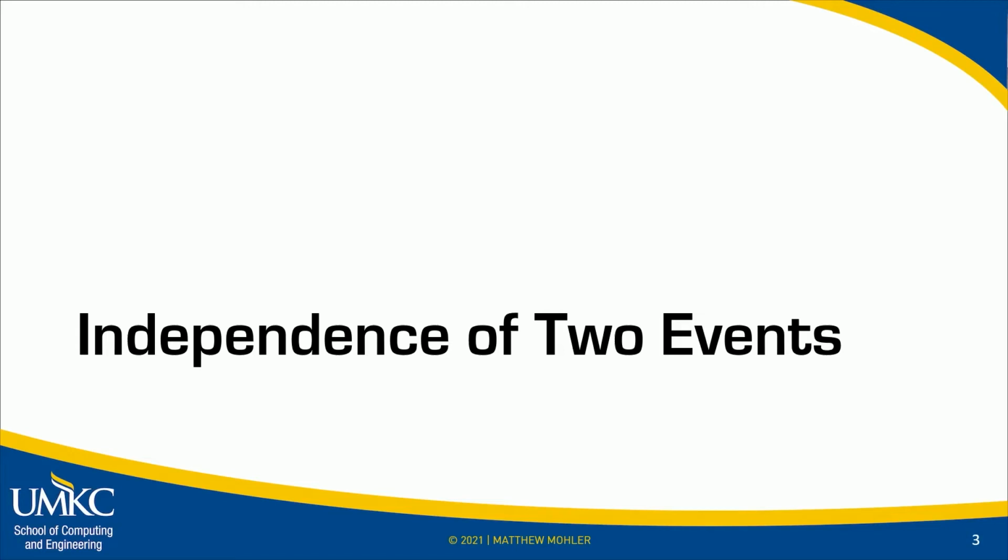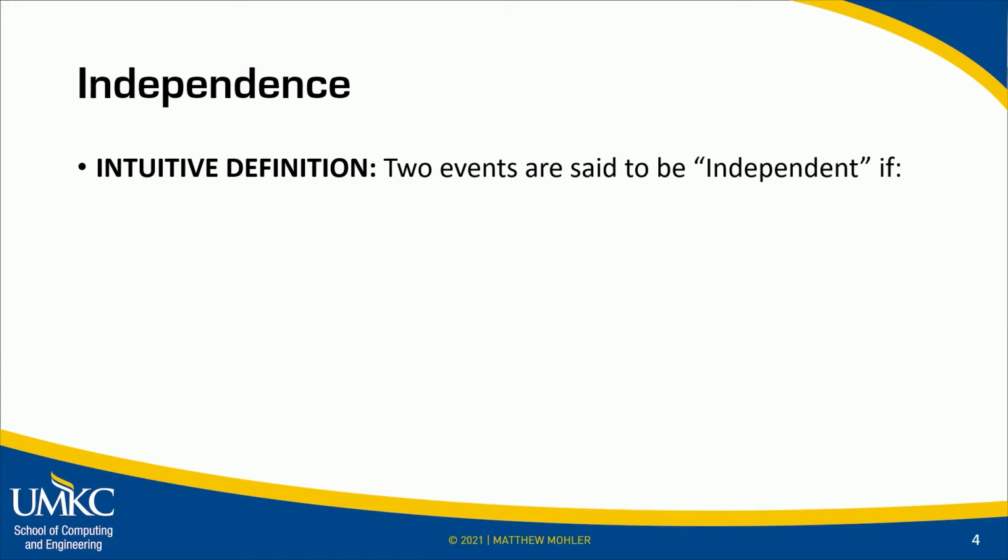In this section, we'll be discussing the independence of two events. And for this situation, we're going to start with what we'll call just an intuitive definition of independence. And for that, we'll say that two events are said to be independent if the probability of B conditioned on A is just equal to the probability of B.